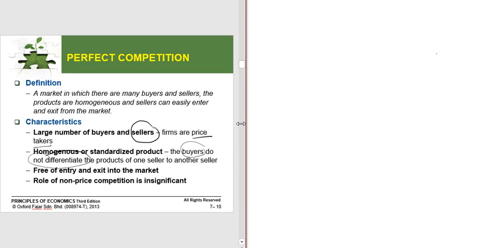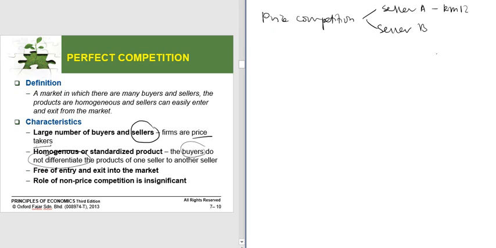The role of non-price competition is insignificant. We have two types of competition in any market: price competition and non-price competition. Price competition is when, for example, we have seller A and seller B. Seller A sells at RM 12 and seller B sells at RM 10. Of course, consumers will purchase from seller B because seller B is able to sell the same product at a lower price. That is what we call price competition.